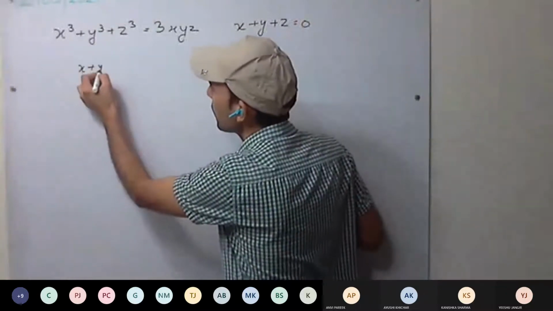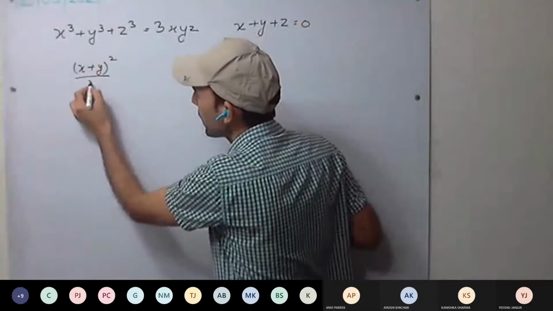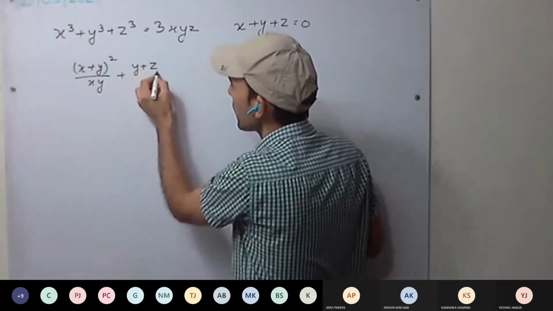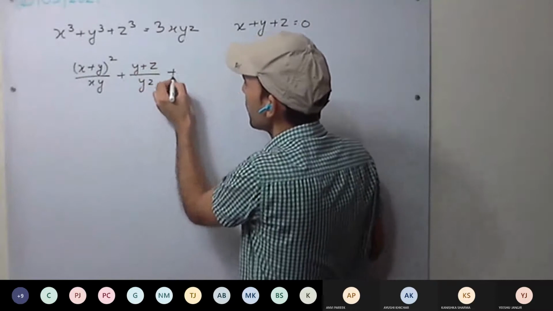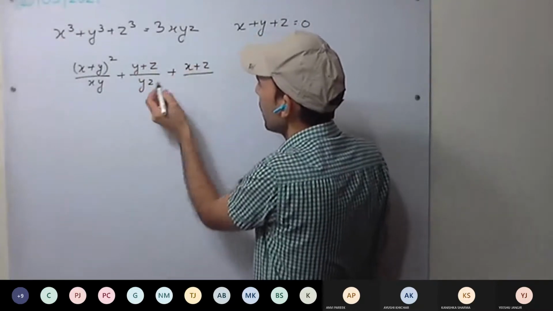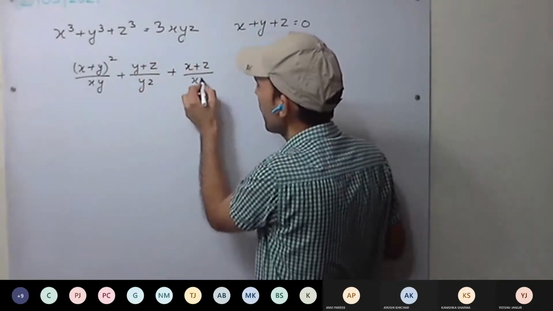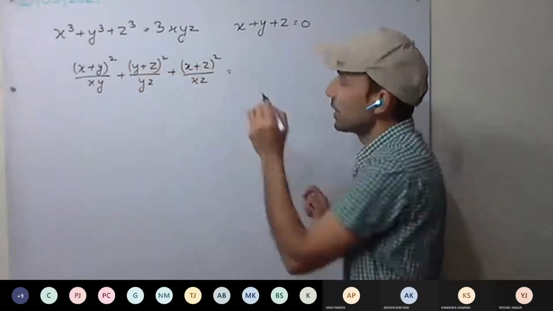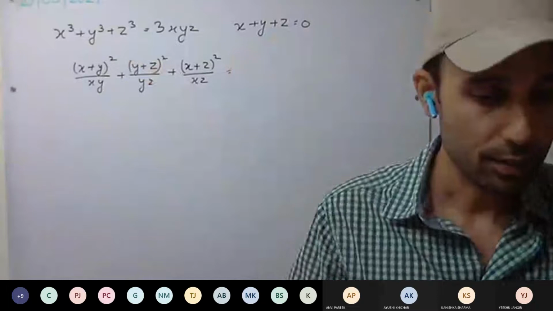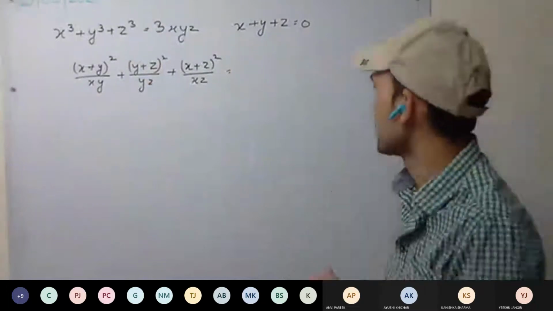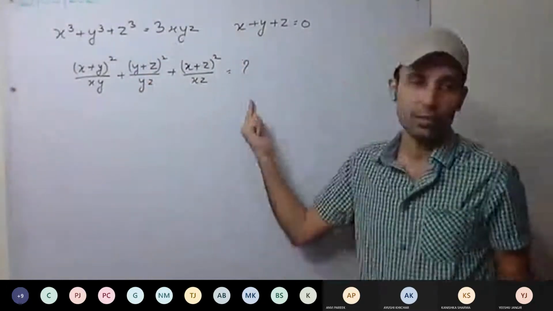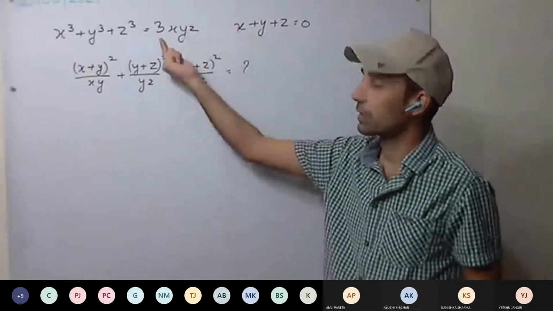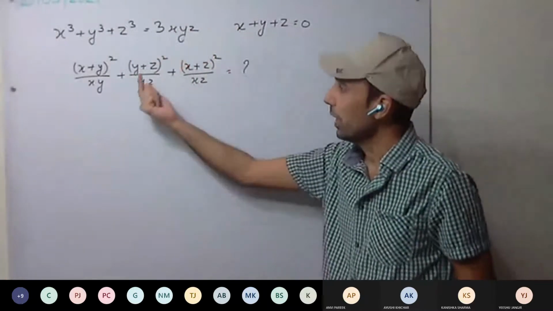See here, the square of the sum of two variables divided by their product: (x plus y) squared upon xy, plus (y plus z) squared upon yz, plus (x plus z) squared upon xz. This equals 3, and its value we have to find. So we have to use these two conditions provided to us and solve for this one.